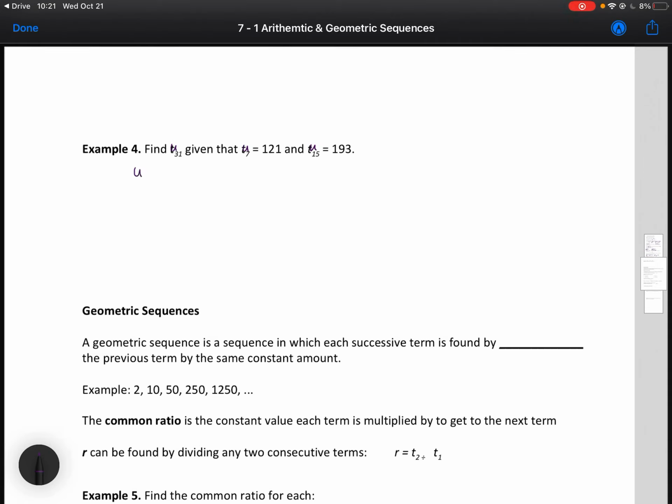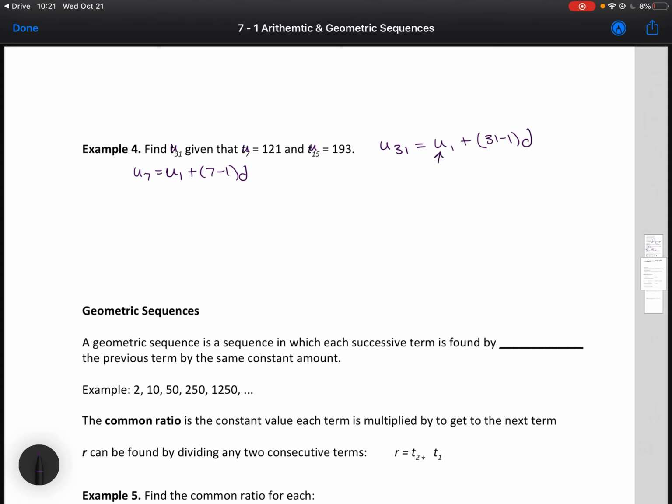So what I know is that U7 is going to be my first term plus 7 minus 1 times d. And I should go back a minute here. So I want to use this formula here. U31 is going to be equal to U1 plus n minus 1, so 31 minus 1 times d.